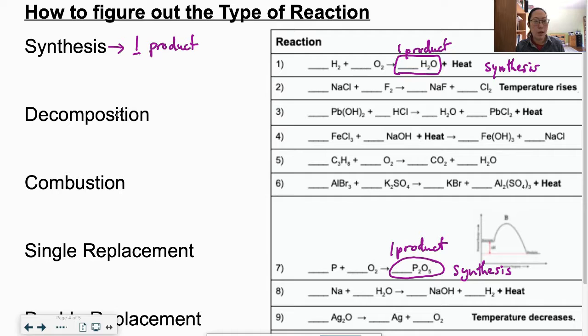Next type is decomposition. For decomposition, we are going to look for one reactant only, because this is one reactant and it breaks up into pieces. So looking through here, find one with only one reactant. That would be number 9. So number 9 has one reactant, okay? One reactant. So this is a decomposition.